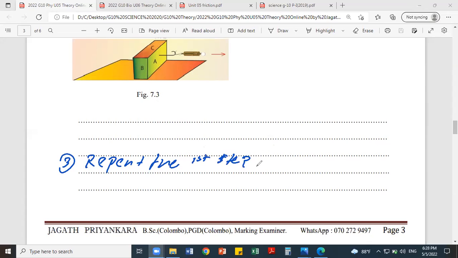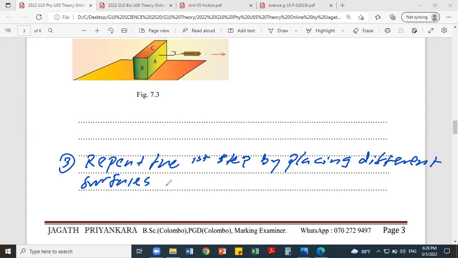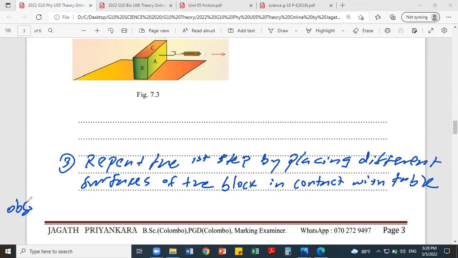By placing different surfaces of the block of wood in contact with the table. You can just write block in contact with table. So what is the observation here? Okay, you can write the observation here.